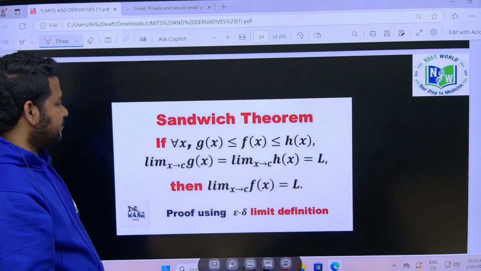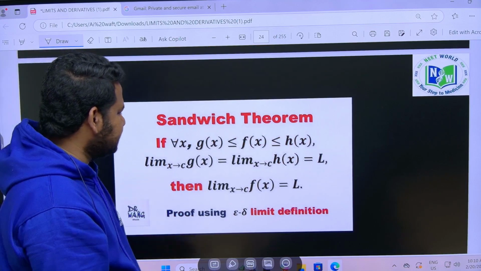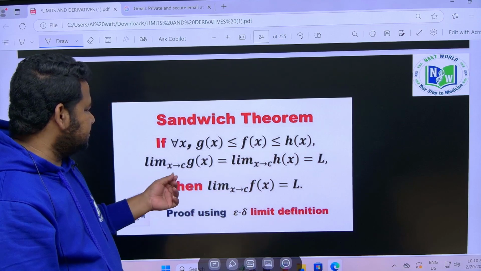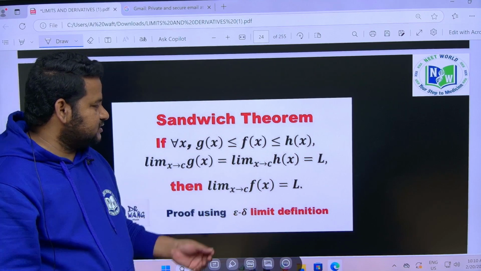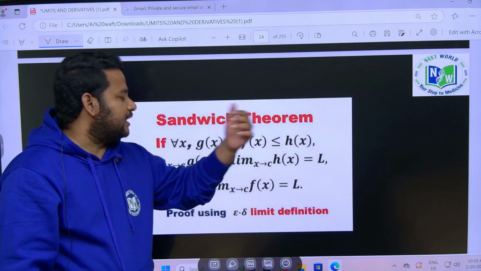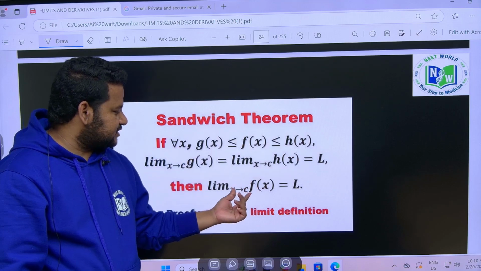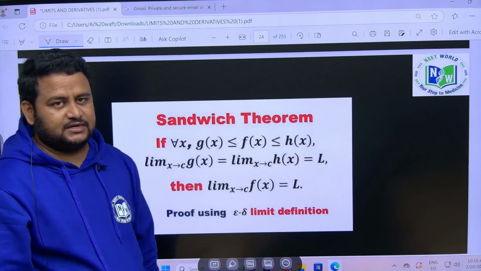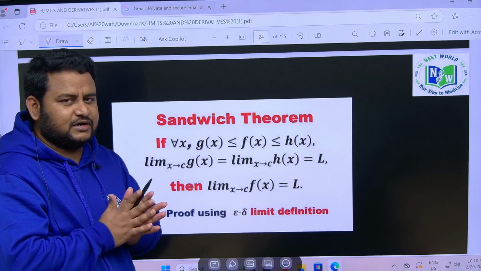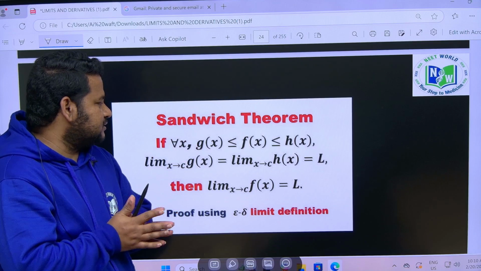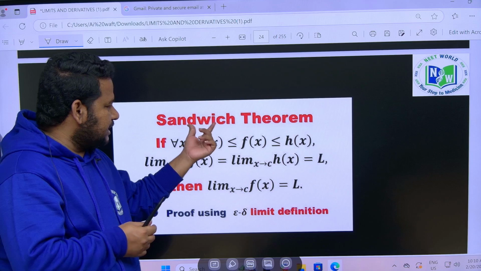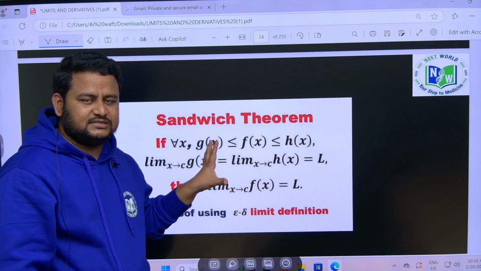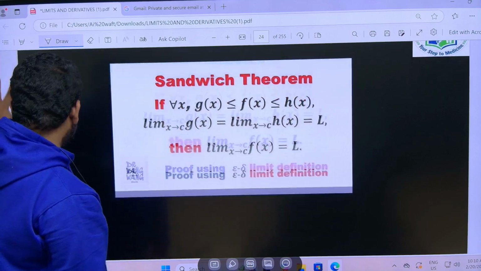Now this is the sandwich theorem. For all x, where f of x is greater than or equal to g of x, but less than or equal to h of x, if limit g of x as x tends to c is equal to limit h of x as x tends to c is equal to L, then limit f of x as x tends to c will also be equal to L. If the limit of this is equal to L and the limit of this is equal to L, then the limit of this one will also be equal to L. This is what the sandwich theorem says. Let us see through an illustration.